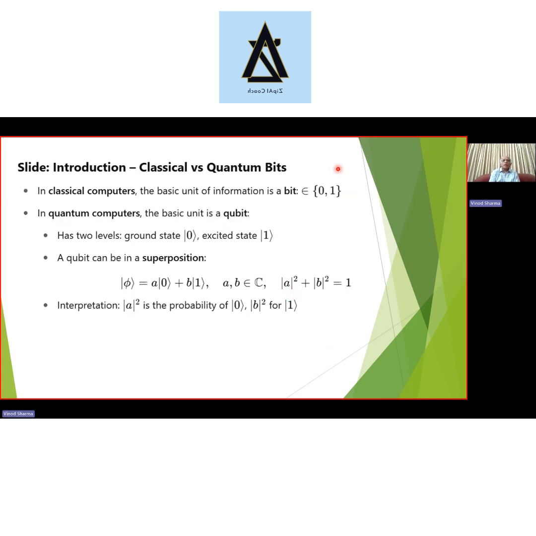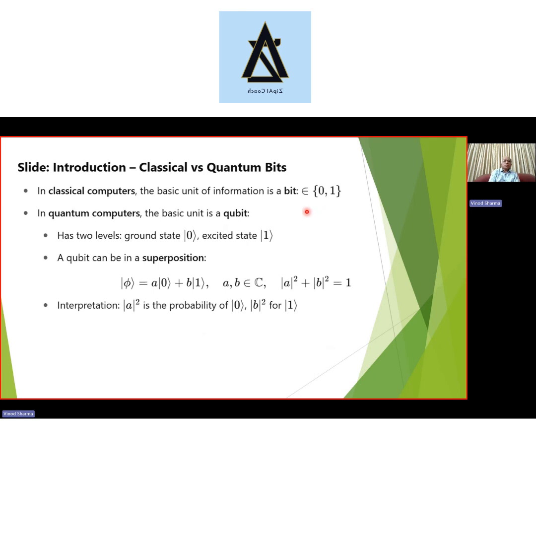Okay, now let's start discussing quantum computers versus classical computers, and their comparison. In classical computers, the basic unit of information is a bit. A bit can take value 0 or 1. The registers that we have in classical computers are made up of multiple bits.